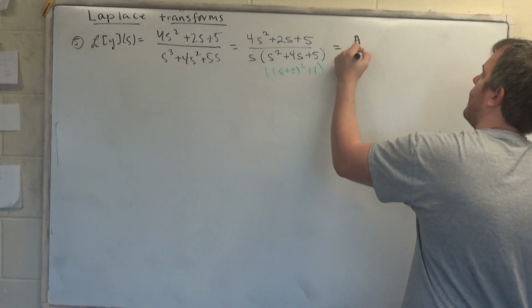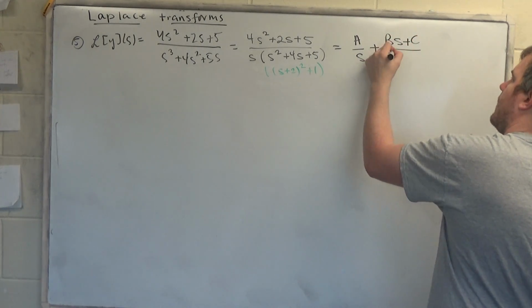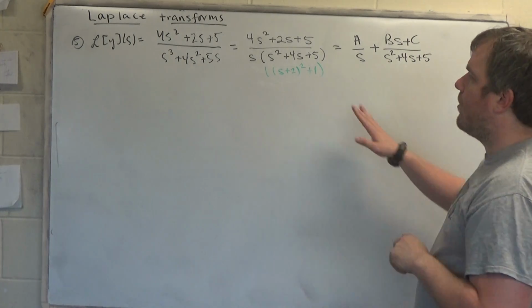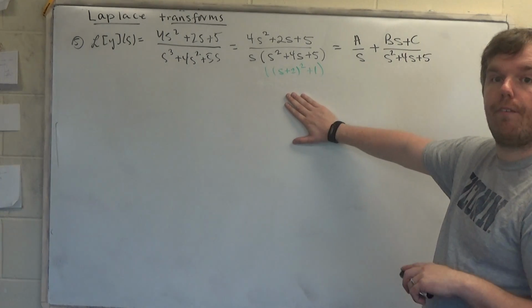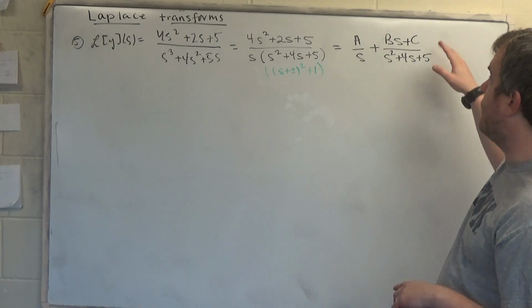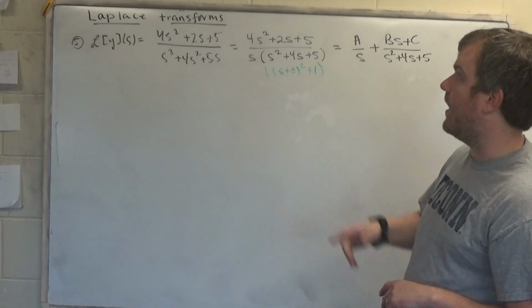So this should be a over s plus bs plus c over s squared plus 4s plus 5. In order to transform this thing, we're actually going to have to complete the square. But to get our coefficients a, b, and c, it's actually easier not to, because we'll just end up multiplying it right back out.